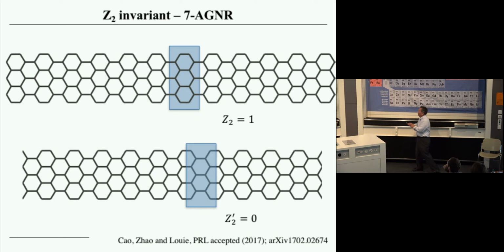But if you terminate your ribbon with this edge, then the commensurate unit cell in the bulk is in fact something that looks like this. If you do the calculation, you will find that Z2 is equal to 0. So this is very similar to the polyacetylene case. Depending on how you terminate the end, you could be in one of the two ground states. Okay.